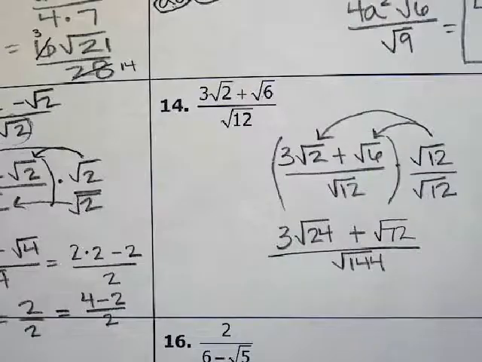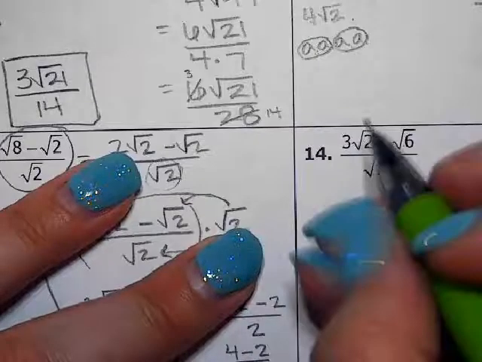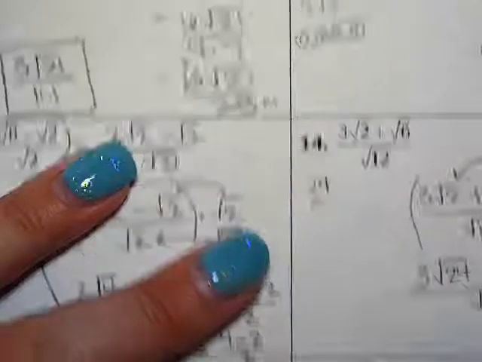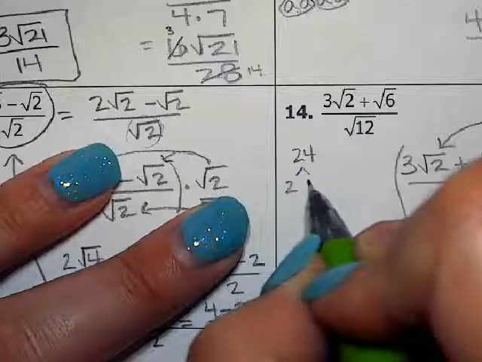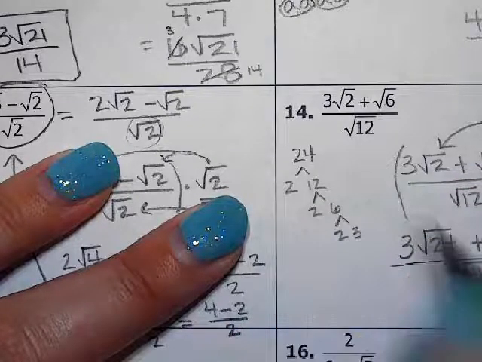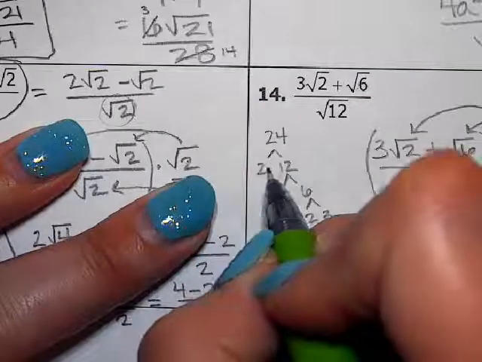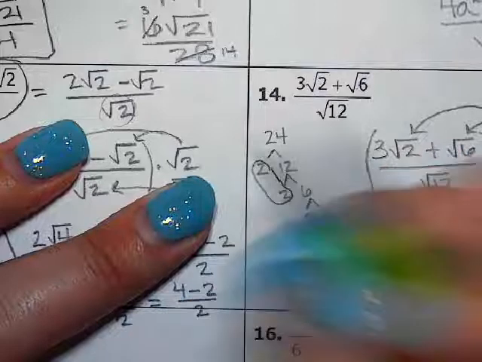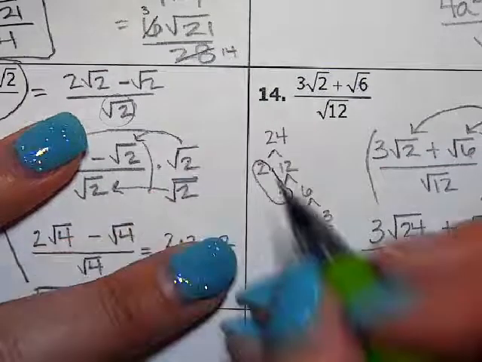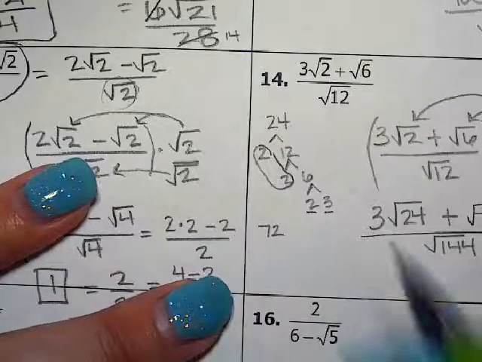24. We'll do a factor tree on this one. 2 times 12. 2 times 6, 2 times 3. Okay, so we have a pair of 2's. A leftover 2, a leftover 3. Okay, and 72, because I'm running out of space, I'll do perfect square method. So 72 is root 36 times root 2, which is 6 root 2.